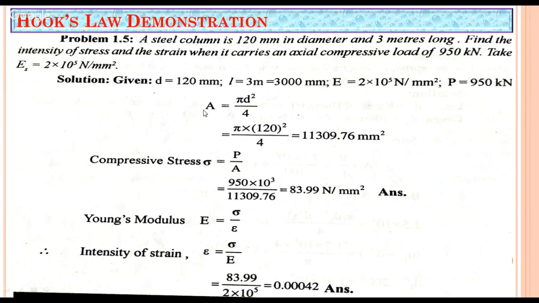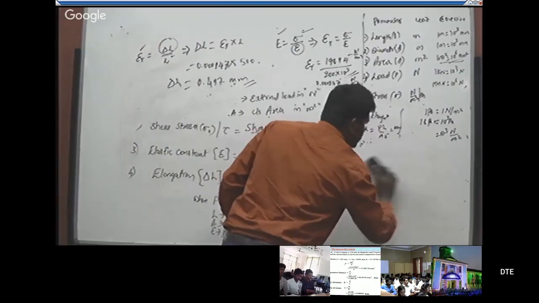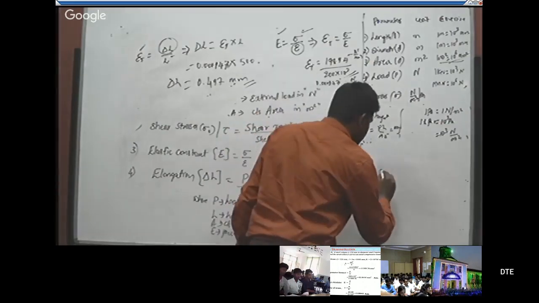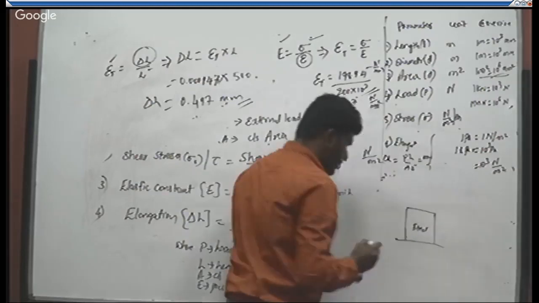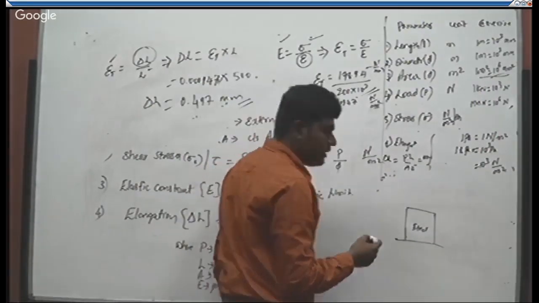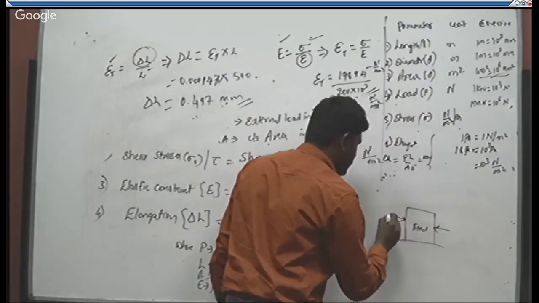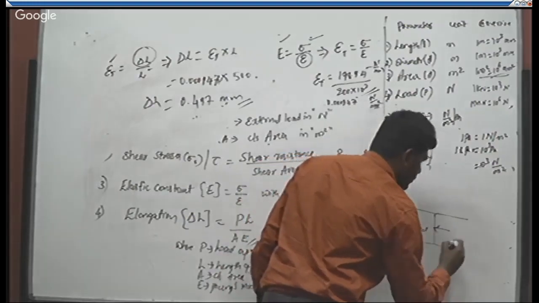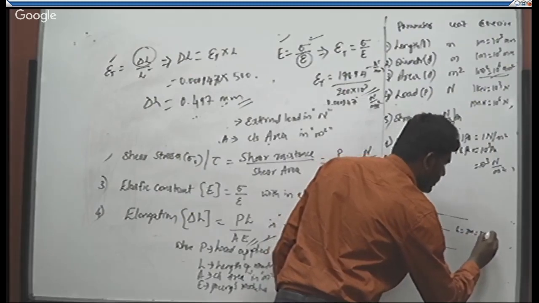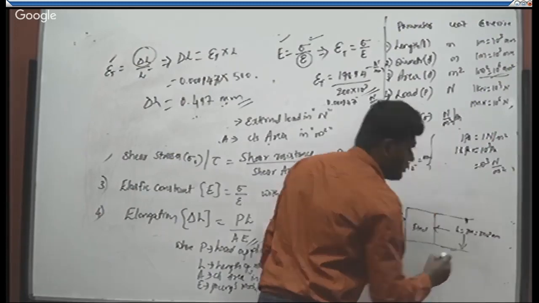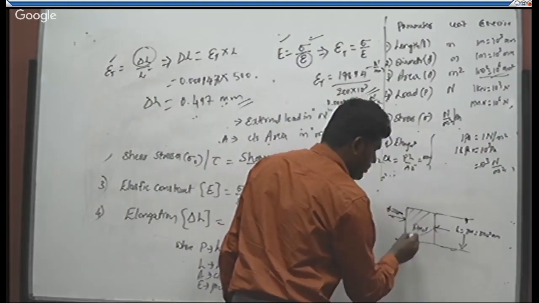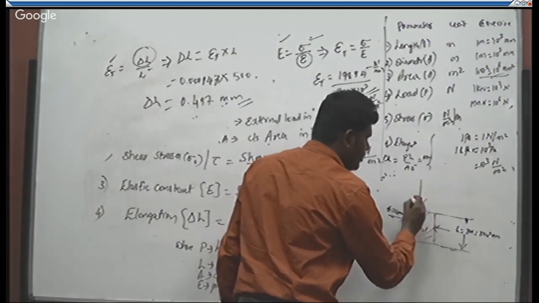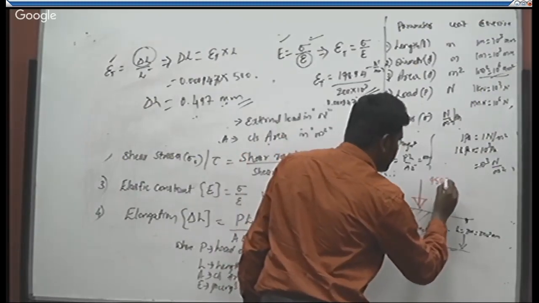Let me write a simple sketch for this condition also. This is one steel column, made up of steel material, having a 120 millimeter diameter and a length of 3 meters, that is 3×10³ millimeters. It is subjected to a compressive load of 950 kilonewton. See, the direction is towards the body.